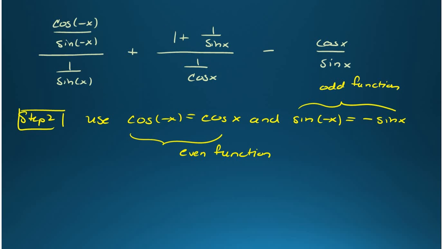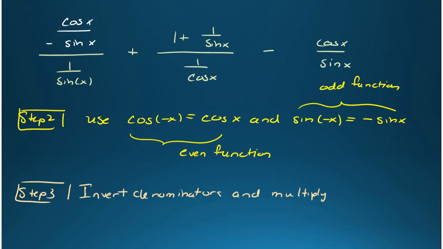So you can use the fact that cosine of negative x is cosine x because it's an even function, and sine of negative x is minus sine of x. If we make that substitution, this top part of the fraction becomes cosine x and the bottom part becomes minus sine x. So let's drop those in. The next step is to invert the denominators and multiply.